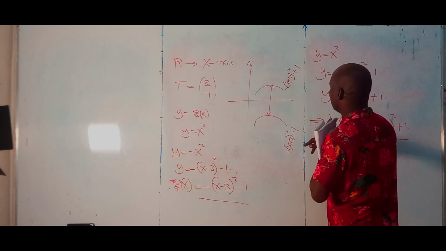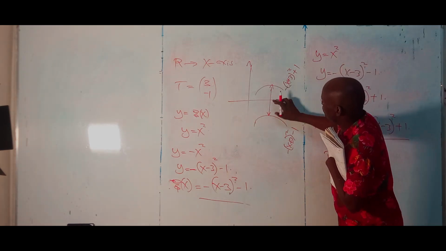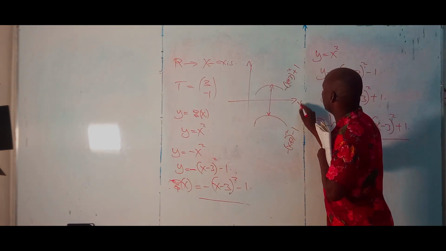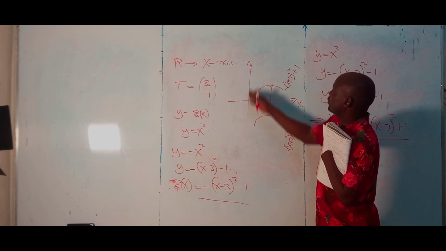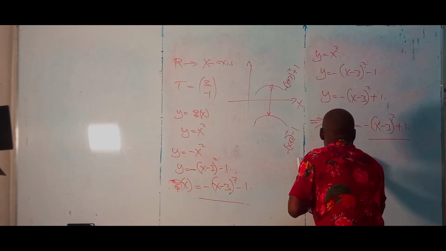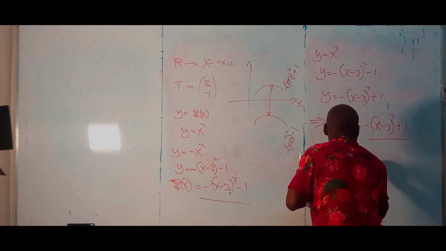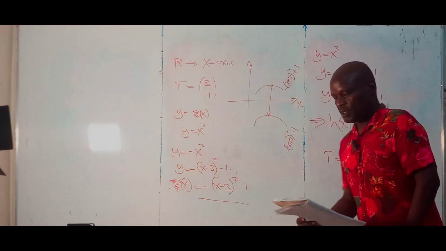If the translation is vertical, it means x is not changing, but y is changing by 2 units. So that translation is (0, 2), and that's the answer.